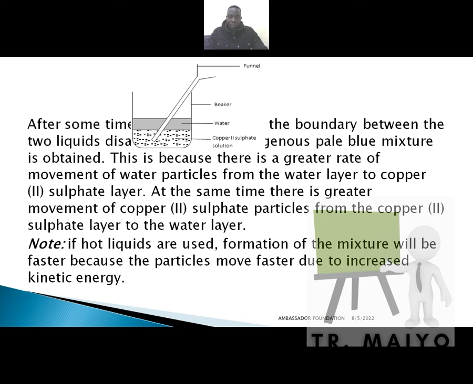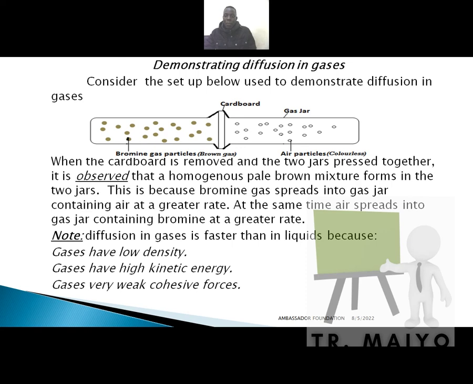Temperature increases the rate of diffusion. When we increase temperature, the rate at which the blue solution takes over the beaker will be very fast. Why? Because temperature increases the kinetic energy of the particles. Hence, they diffuse or move very fast. That is it.